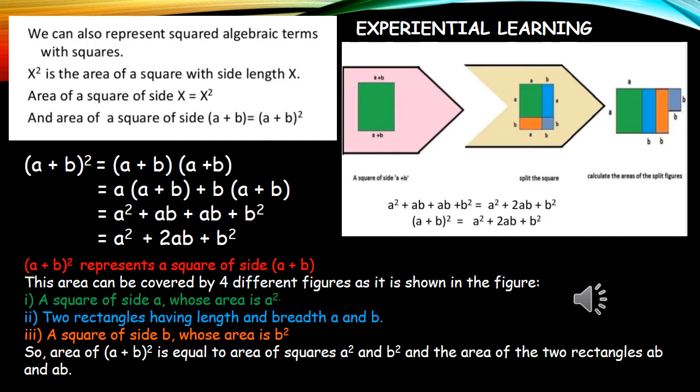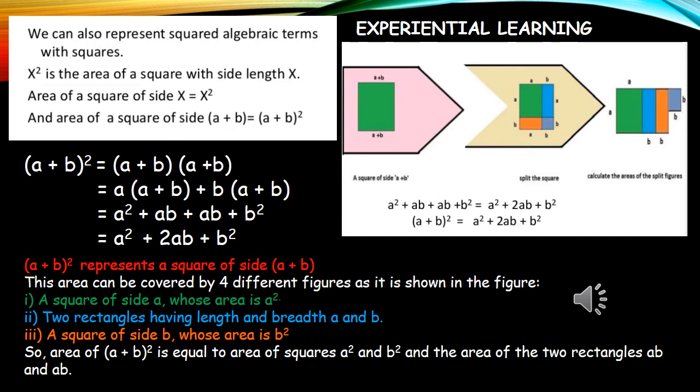Now, we will be correlating this concept of algebra with geometry. In the last slide, we have seen that x square is represented by a square having side x. So, we can say that (a plus b) whole square is represented by a square of side a plus b, and that is shown in the first figure in the largest square of green color. Now, this figure can be divided into 4 parts, that is shown in the second figure.